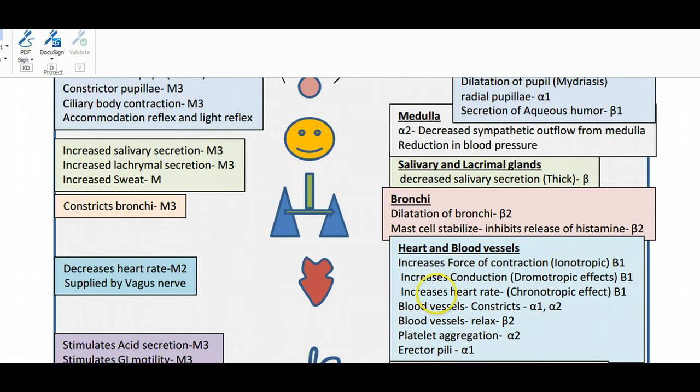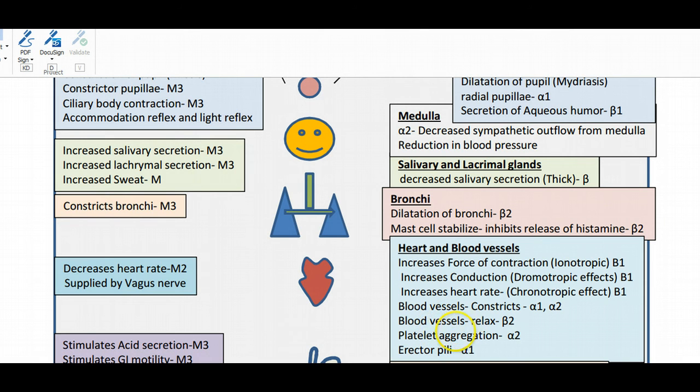Now, apart from the heart, the effect on blood vessels is mainly mediated by alpha-1 and alpha-2 receptors. The alpha-1 receptors mainly cause constriction of the blood vessels, whereas alpha-2 can cause constriction of the small blood vessels. Whereas the beta-2 receptors, on the other side, have exactly the opposite effect of alpha-1, that is, they cause relaxation of the blood vessels.